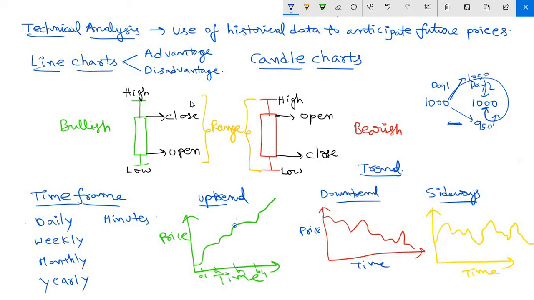That's when they started to put something called a candle. If you see here, this particular thing is called a candle. Both of these are candles. One is a bullish candle and one is a bearish candle. Now, bullish candle and bearish.